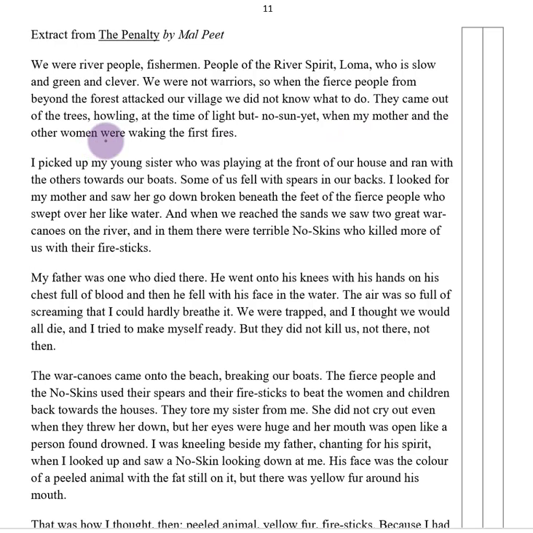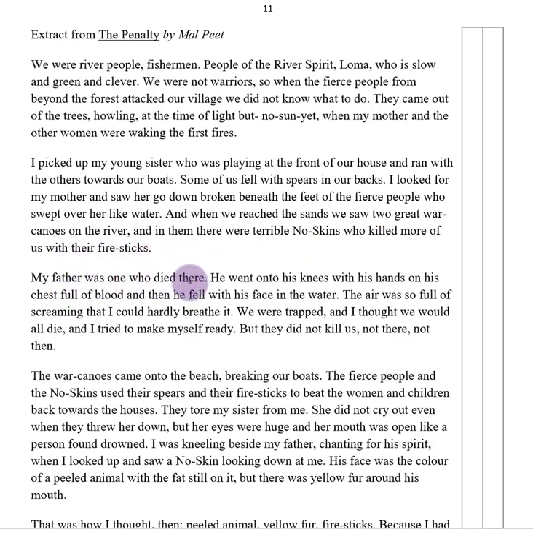When my mother and the other women were waking the first fires, I picked up my young sister, who was playing at the front of our house, and ran with the others towards our boats. Some of us fell with spears in our backs. I looked for my mother and saw her go down, broken, beneath the feet of the fierce people, who swept over her like water. And when we reached the sands, we saw 2 great war canoes on the river. And in them there were terrible no-skins, who killed more of us with their fire sticks.